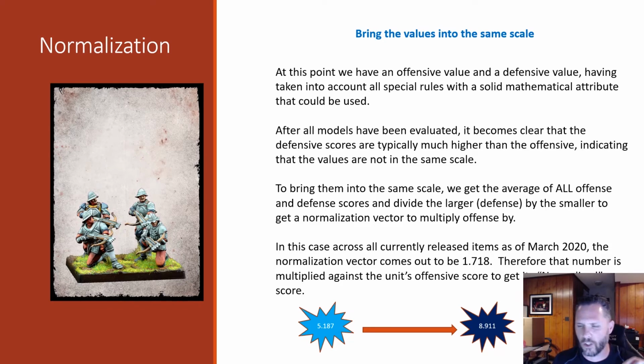So I divide the largest by the smallest, and in this case, as the slide says, I get what I call a normalization vector of 1.718. That basically means that the scale is off by 1.718. So if I multiply all of the offensive scores by 1.718, those numbers are now comparable. So 5.187 has 1.718 multiplied against it, and it becomes 8.911. So crossbowmen have an adjusted normalized offense of 8.911 versus their defensive score of 10.4.